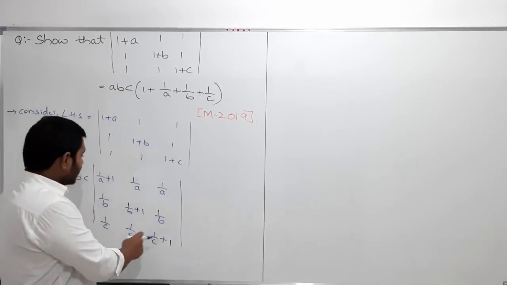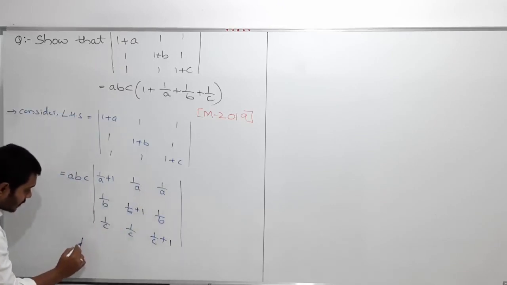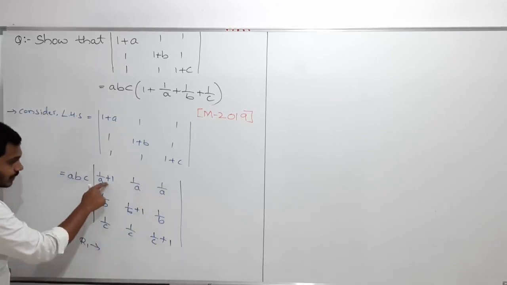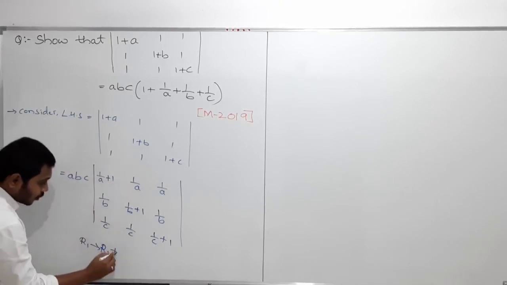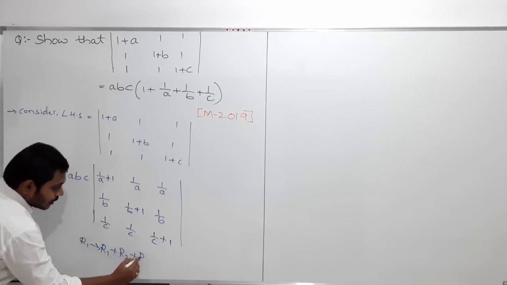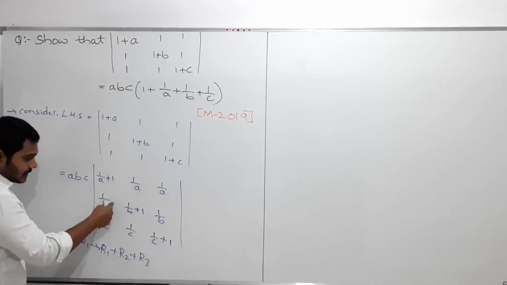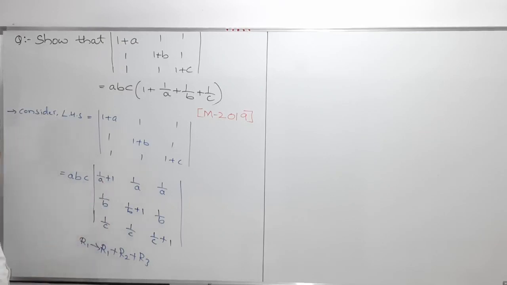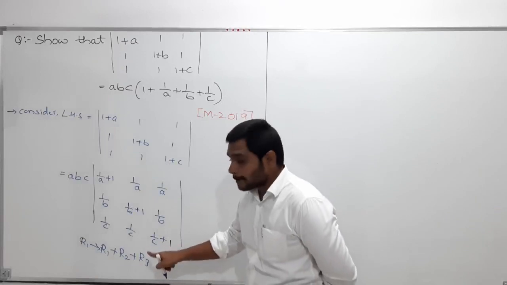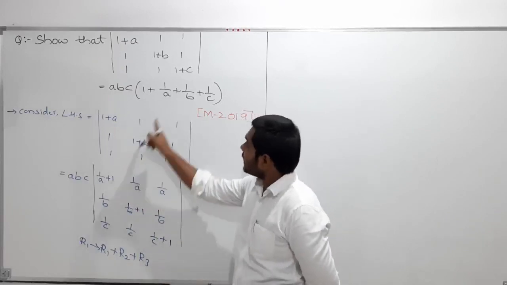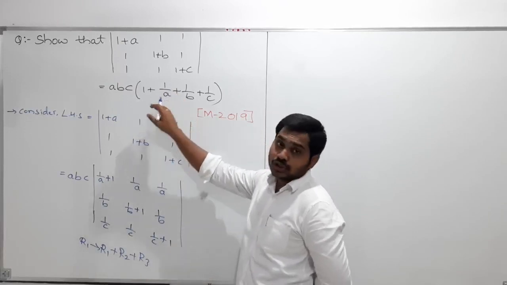Clear? Now my students, I apply one operation. What is that? The operation is row 1 changes to row 1 plus row 2 plus row 3. I mean this element plus this element. So row 1 is changing here. I am taking this operation only. I am choosing this operation because if I get the elements like this, then I will be close to the RHS.